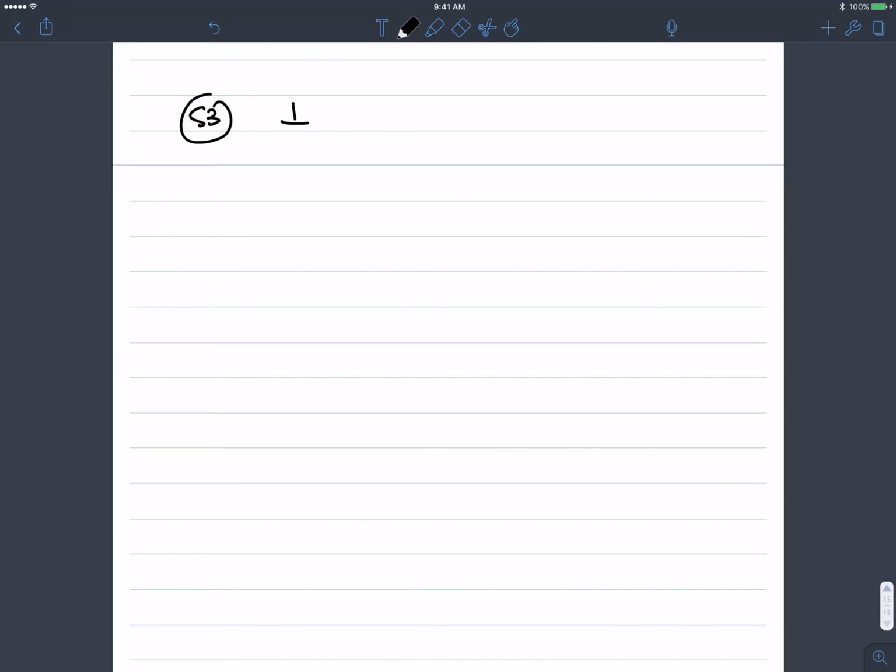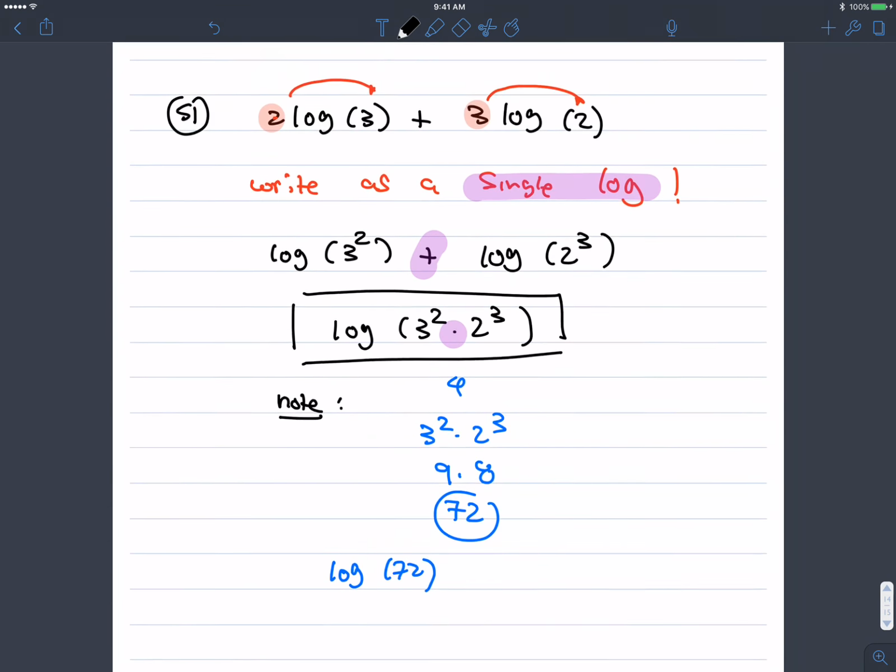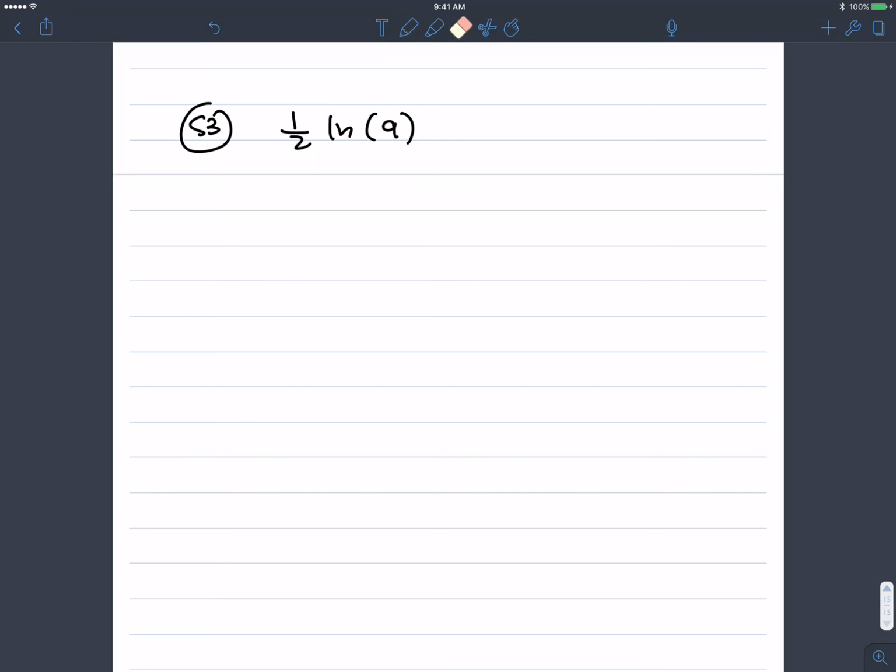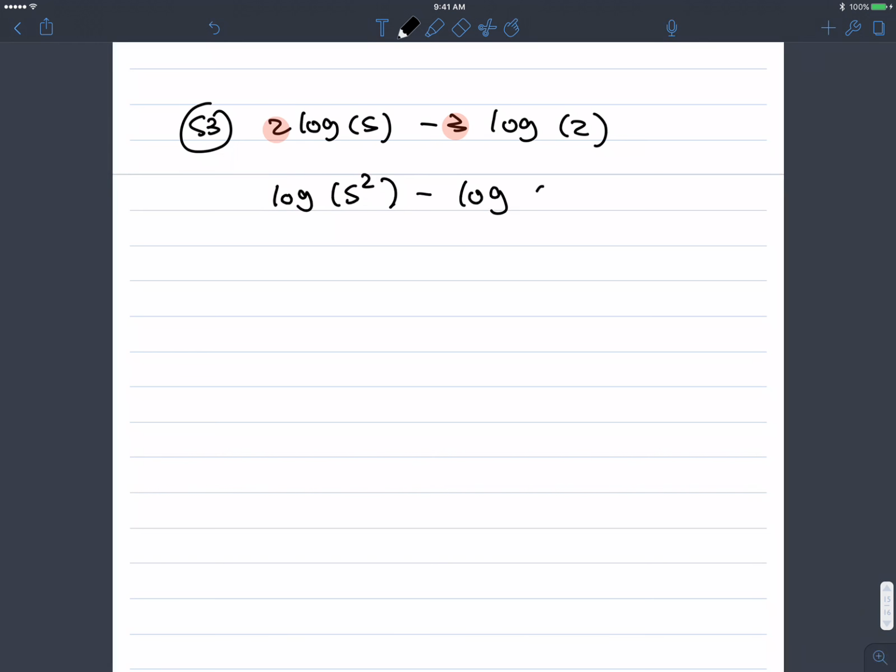53. Oops, sorry. Is that 53? No, it's 51. Okay, 53 is going to be this. 53. 2 log 5 minus 3 log 2. Again, you're working in reverse. Notice you have a constant and a constant. They're going to be our new powers. So you got log 5 squared minus log 2 cubed.